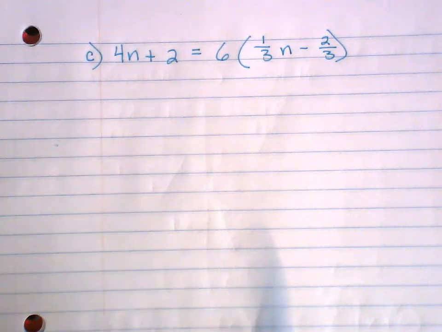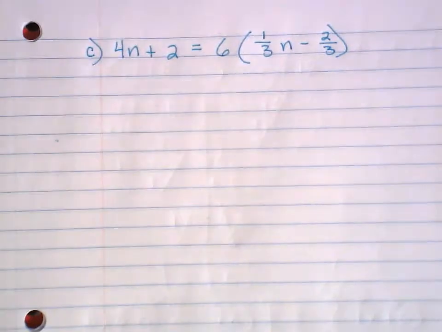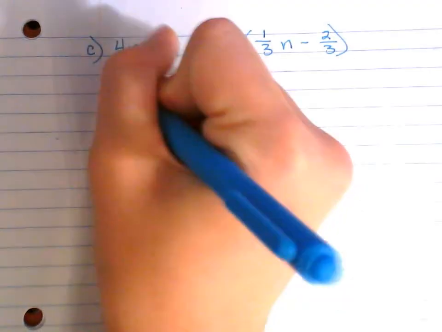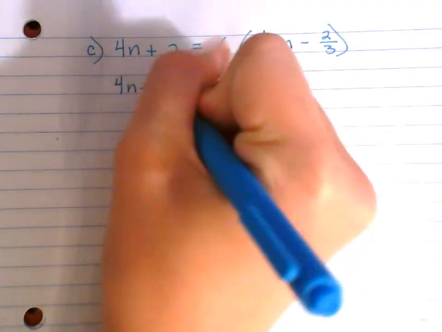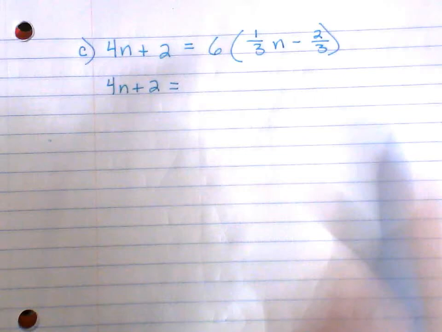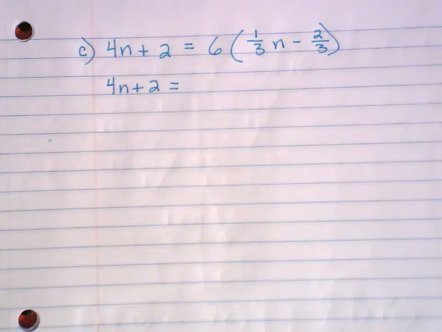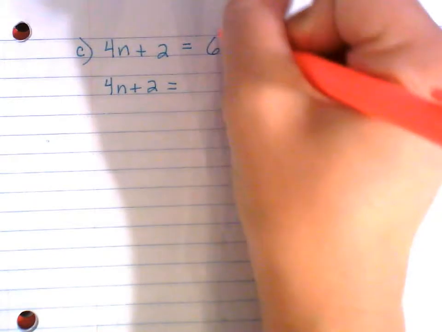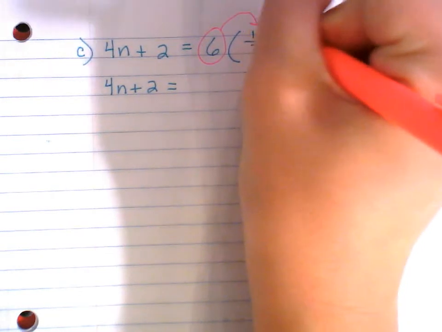Awesome. I love it when only one side has parentheses, and most of them in this exercise will. I just wanted to show you one without. So 4n plus 2 stays the same. Can't combine what's in the parentheses, so then we have to distribute. Rainbow. Multiply this 6 throughout.